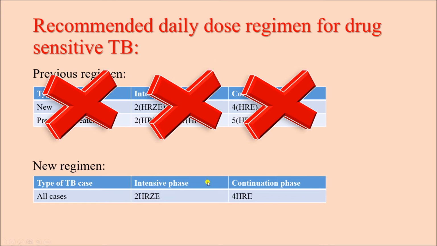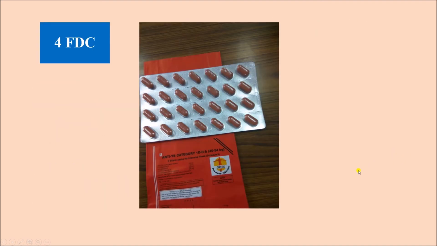So this is the intensive phase for 2 months, continuation phase for 4 months, and all the drugs are to be given on a daily basis. So this is the 4 FDC, that means fixed drug combination, which is given during the intensive phase. I think you cannot say this, but the names of the drugs are given here: rifampicin, isoniazid, pyrazinamide, and ethambutol. So HR, Z, and E.